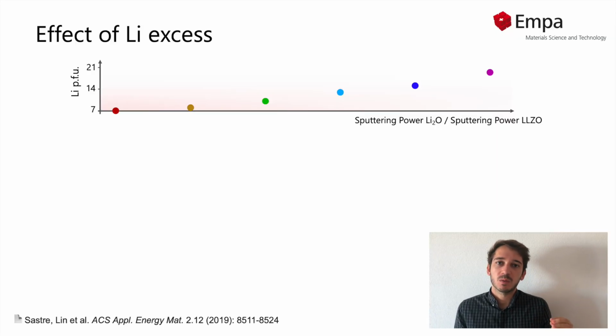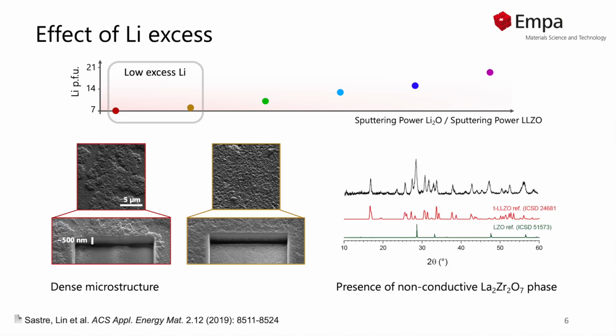One of the key parameters of this processing is the lithium excess in the as deposited films. We investigated the effect of the lithium excess by tuning the LLZO to lithium oxide sputtering rate. As we can see here, if we deposit with low amounts of excess lithium, the films show rather good microstructure. However, the crystallinity is not pure LLZO.